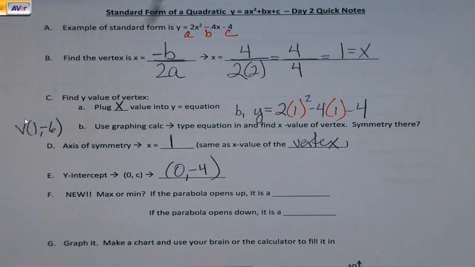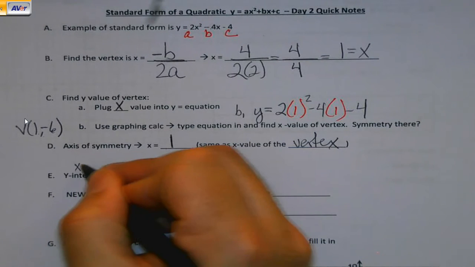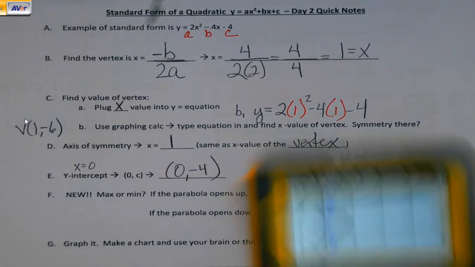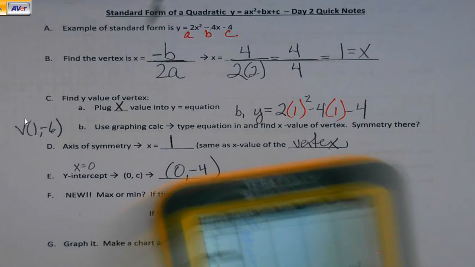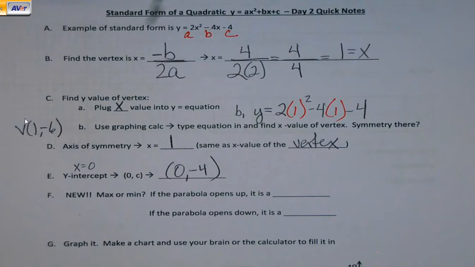But we've also talked about how the y-intercept just occurs when x equals 0. So if I were to look at my calculator, I had the chart up, go to where x equals 0. Oh, there's the y-intercept. It's there too. So it's not like there's only one way to get all this information.